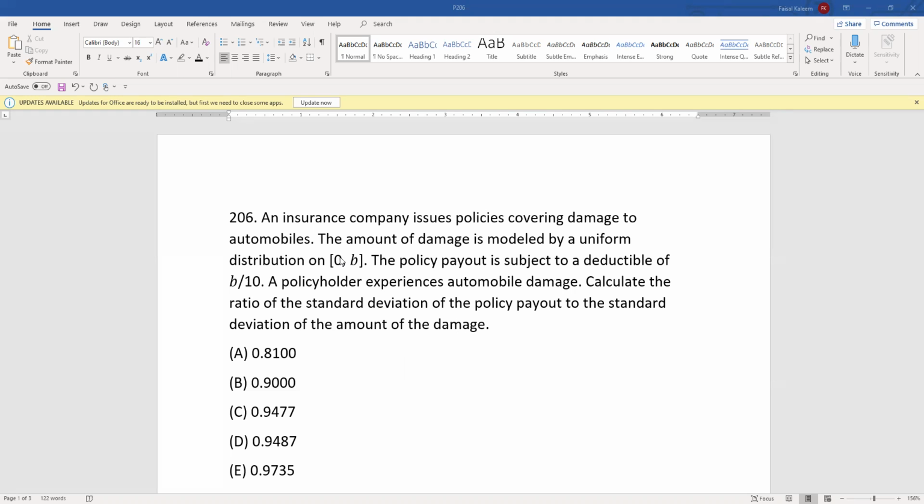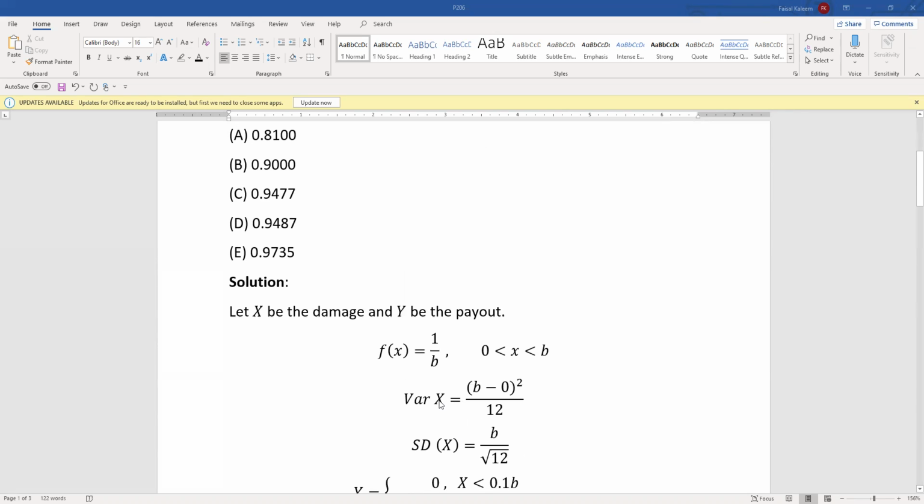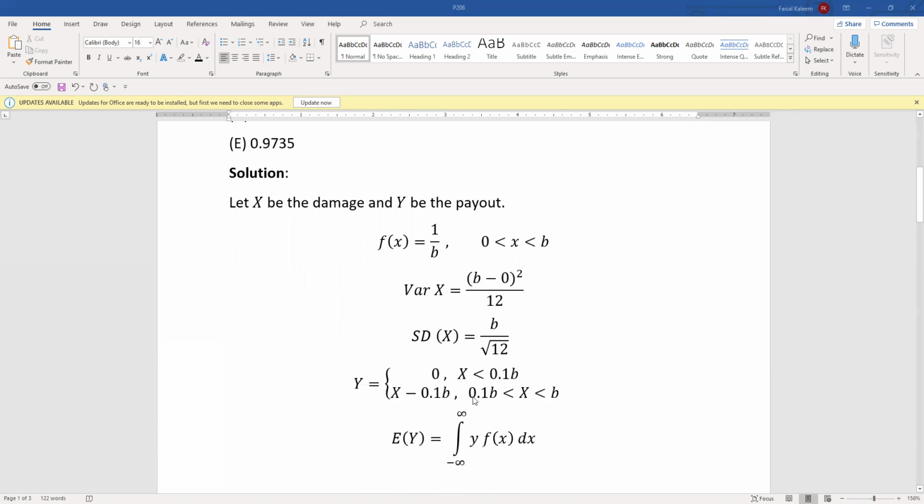So the damage is uniform 0 to B, let it be X, and let Y be the payout. So f(x) would be 1 over B minus 0, X between 0 and B. And we want the ratio of standard deviation of Y to the standard deviation of X. Variance of uniform we know is (B minus A) squared by 12, and it would be B squared by 12. And standard deviation is the square root of variance. So square root of B squared is B, and square root of 12 is square root of 12.